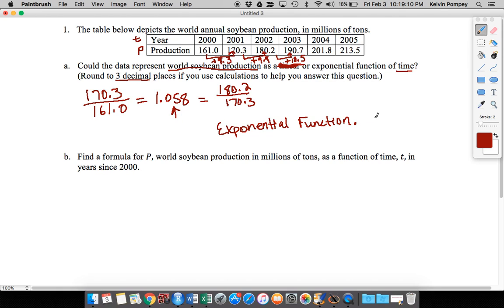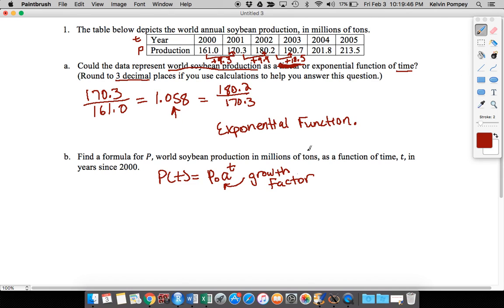Since it's an exponential function, I can write the function in the form P of t equals P naught times a to the t. Remember, we said that a is our exponential growth or decay factor. Since these P values are getting bigger, I know that a is going to be a growth factor.